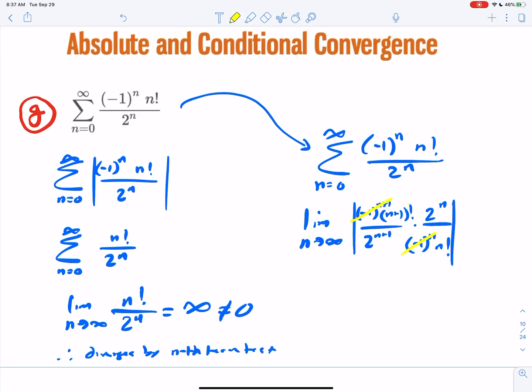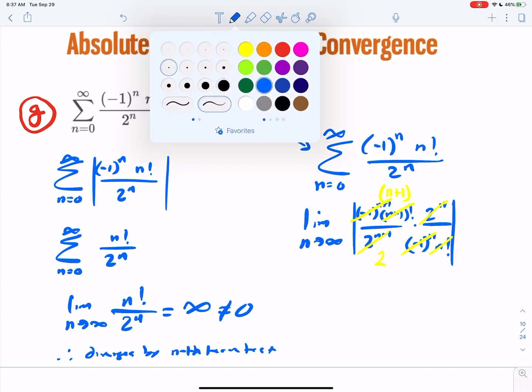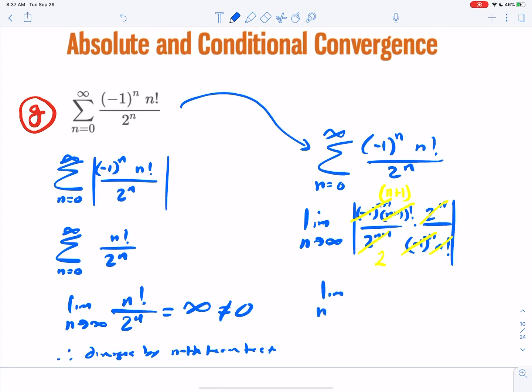Okay? Because of the absolute value, it'll get rid of the alternating parts here. N plus 1 factorial and n factorial will reduce out to n plus 1 in the numerator. 2 to the n and 2 to the n plus 1 will reduce out to 2 in the denominator here. Okay? So we have the limit as n goes to infinity of n plus 1 over 2, and that comes out to infinity. Okay, let me double check the ratio test here.